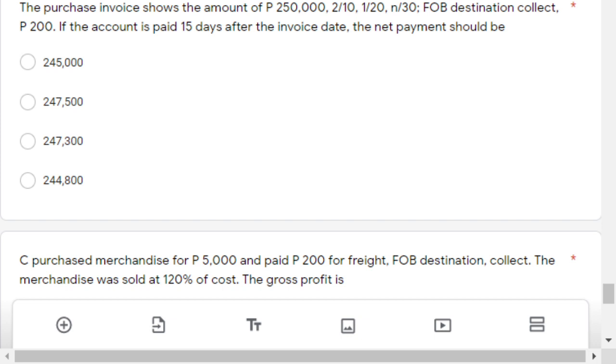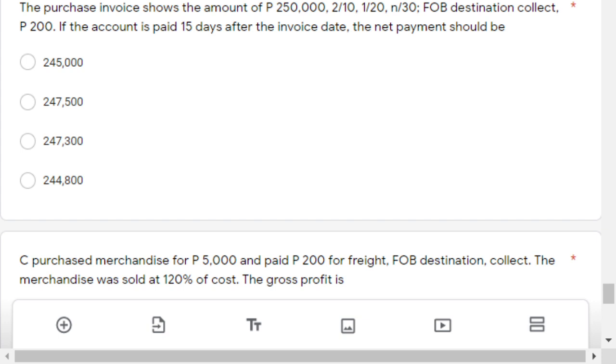Next, the purchase invoice shows the amount of 250,000, 2/10, 1/20, n/30. Ibig sabihin yan, 2% payable if paid within 10 days, 1% if paid within 20 days, pero payable siya within 30 days. FOB destination collect, 200 pesos. If the account is paid 15 days after the invoice date, the net payment, so yung amount na binayaran natin sa pag-purchase.